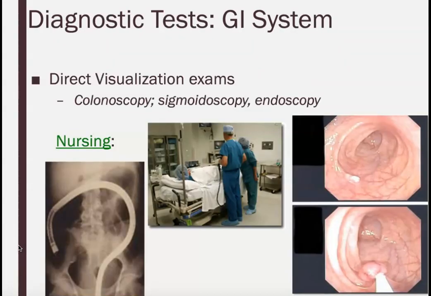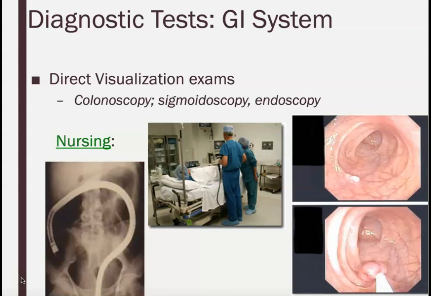Direct visualization studies of the GI tract are used for diagnostic and treatment purposes. They are invasive procedures and are conducted by a gastroenterologist who inserts various instruments to examine the interior of the GI tract. The nurse's role during these studies is to prepare the patient for the test, function as an assistant, and provide aftercare. Before a colonoscopy, the nurse wants to secure that an informed consent has been signed.